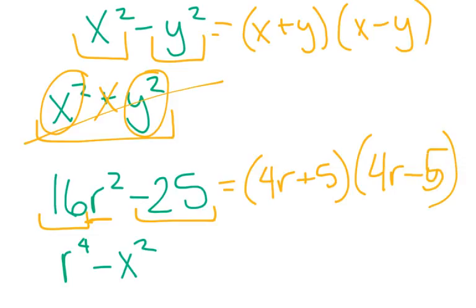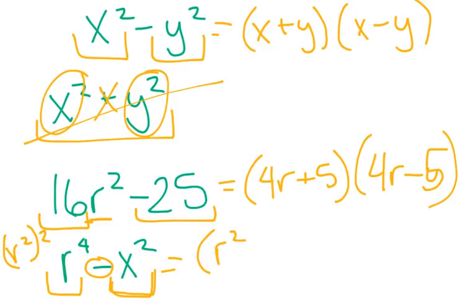And then last but not least, we have r to the fourth minus x squared. Well, x squared is a squared value. What about r to the fourth? R to the fourth is also a squared value. R to the fourth is the same as r squared squared. And it is a difference, so we can use our difference of squares pattern over here. This will turn into r squared plus x times r squared minus x.